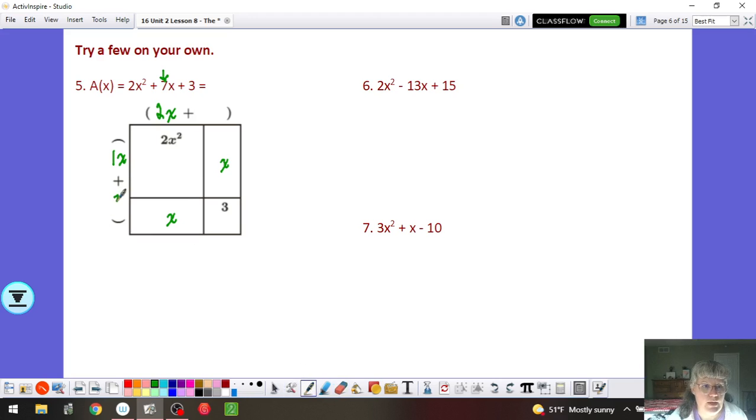So we have x plus 3 and 2x plus 1. So 1 times 1x is 1x. 3 times 2x is 6x, and if I add these two values together, I will get 7x, and I still have 1 times 3 gives me 3. So the factored form for this one is x plus 3 times 2x plus 1.